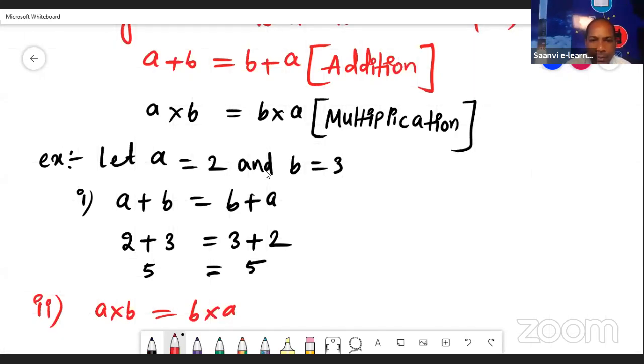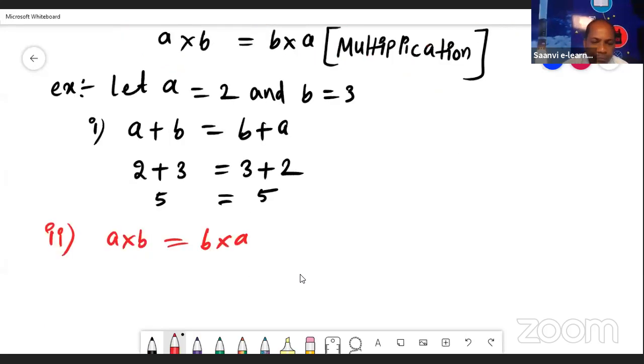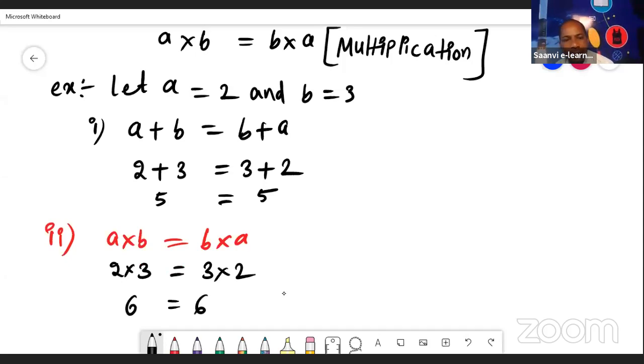See, a value we have taken 2 and b value we have taken 3. So when we multiply them, we get a into b, which means a value is 2 and b value is 3, is equal to b into a. B value we have taken 3 and a value we have taken 2. So 2 into 3 is equal to 6 and 3 into 2 also 6. See, when we multiply any two whole numbers in any order, we get the same result, and that result is always also a whole number.